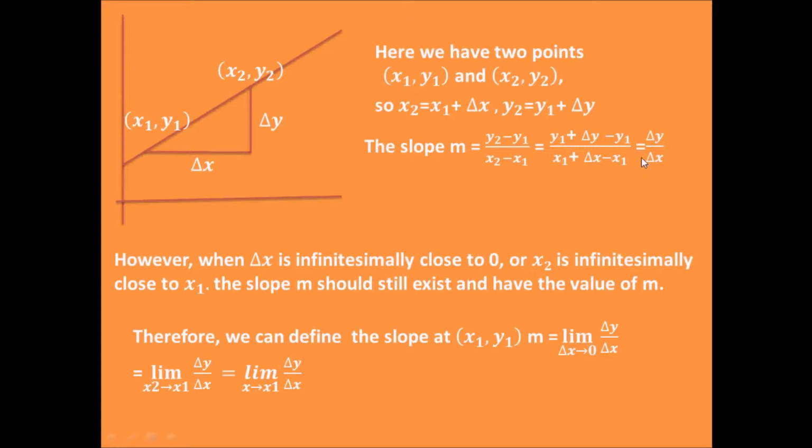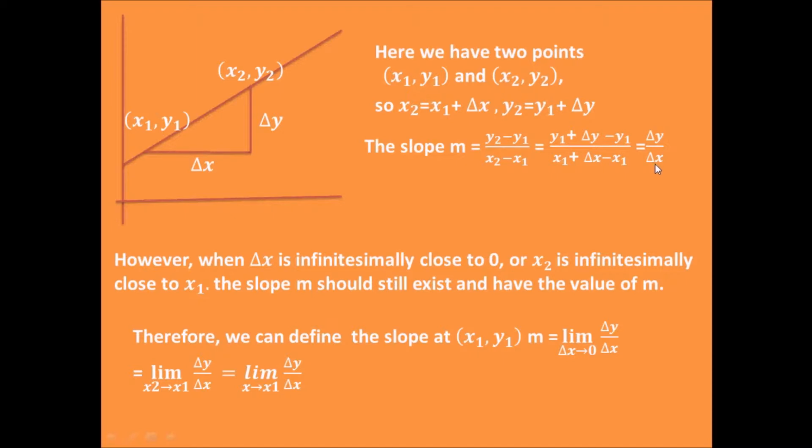However, when delta x is infinitesimally close to 0, which means x2 is infinitesimally close to x1, the function delta y divided by delta x should still exist and have the value of m, because we know any points on the line should have the same slope of m. So with delta x approaching 0, we introduce the concept of limits.